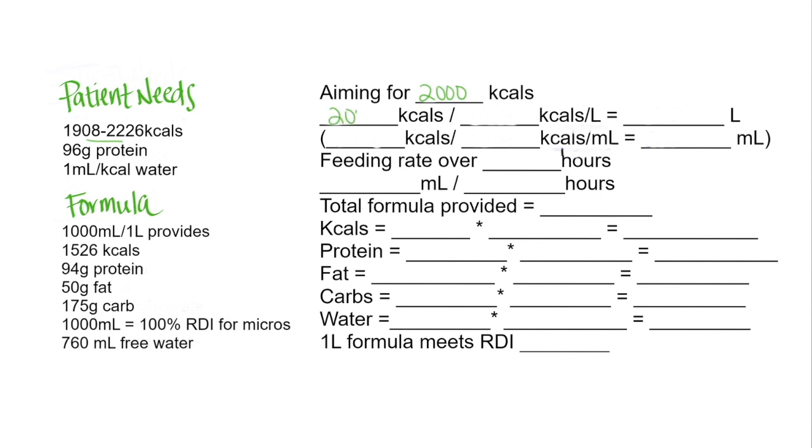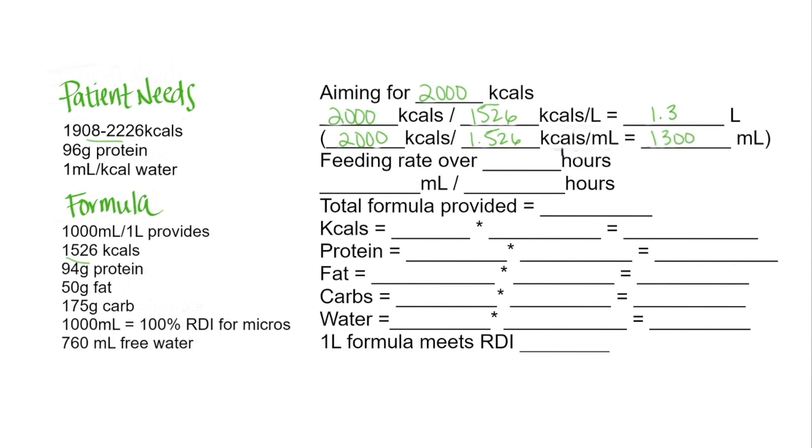You know that I'm going to drop that number right here in the first slot. And then we're looking at kcals per mil and kcals per liter. I know that 1 liter is going to provide 1526. And I just moved the decimal places over a couple to get to 1.526 for my kcals per mil instead. Quick division shows me that this is going to be 1.3 liters or 1300 mils.